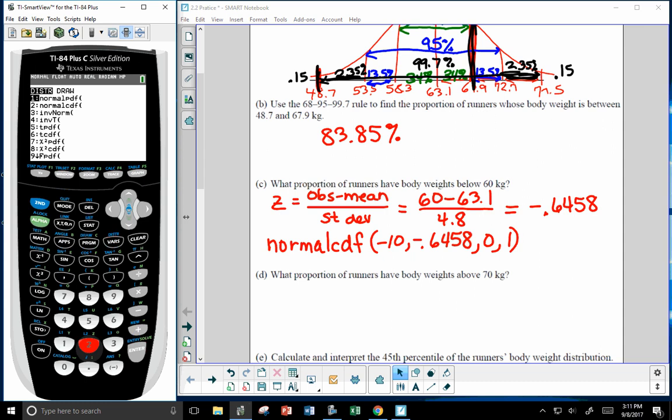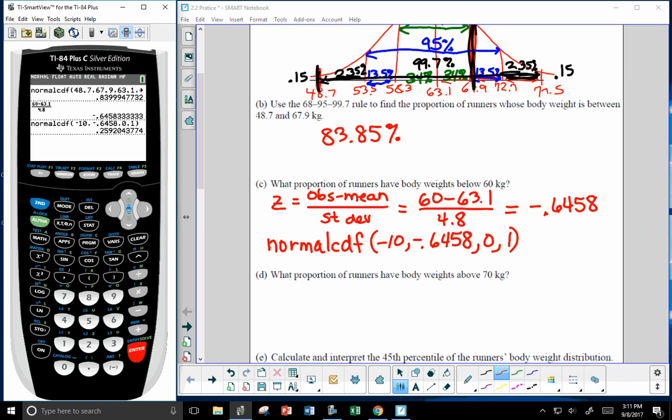It's very common to change that to a percentage, just because in the real world percents make more sense. But you don't want to just say, oh, that's 26%. Still, let's keep some decimal places. So let's say that's about 25.92%. It would be okay in your explanation to say about 26% of runners have body weights that are less than 60 kilograms.